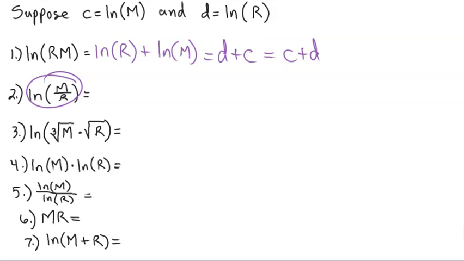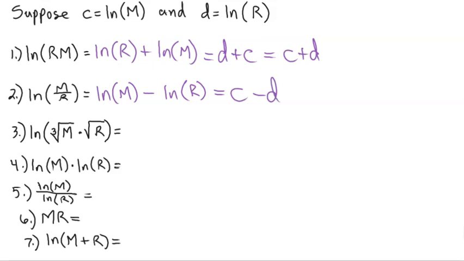But this one, we can't switch it around. Natural log of m divided by r inside means subtraction in between. So we can do the natural log of m minus the natural log of r. Natural log of m is c minus natural log of r is d, so we just have c minus d.